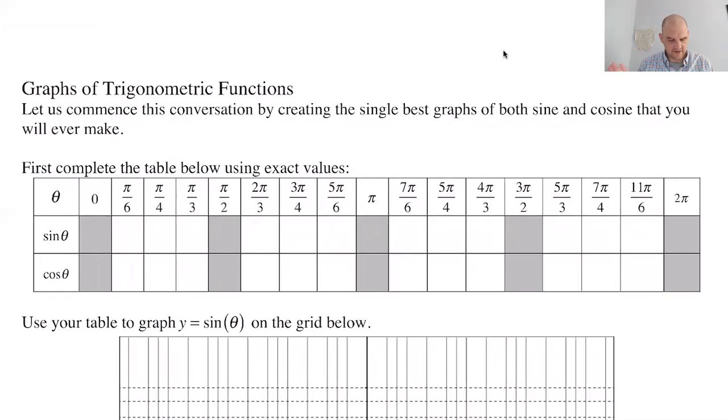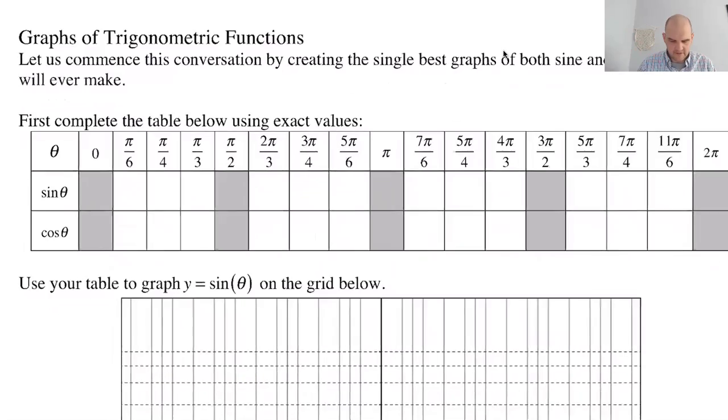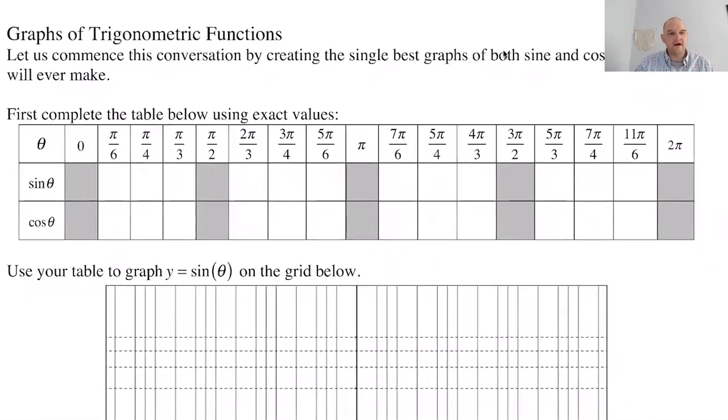That's the best part about it, is that once you know what you're doing with sine and cosine, you basically know what you're doing with all of them. And you can just take that and use it everywhere you need to. So let's see if we can do that. We're going to make the best graphs of sine and cosine that we will ever make. And then it's only going to get worse from there. But that's okay. Start high and low, I guess. You don't really hear that very often. But first, complete the table below using exact values.